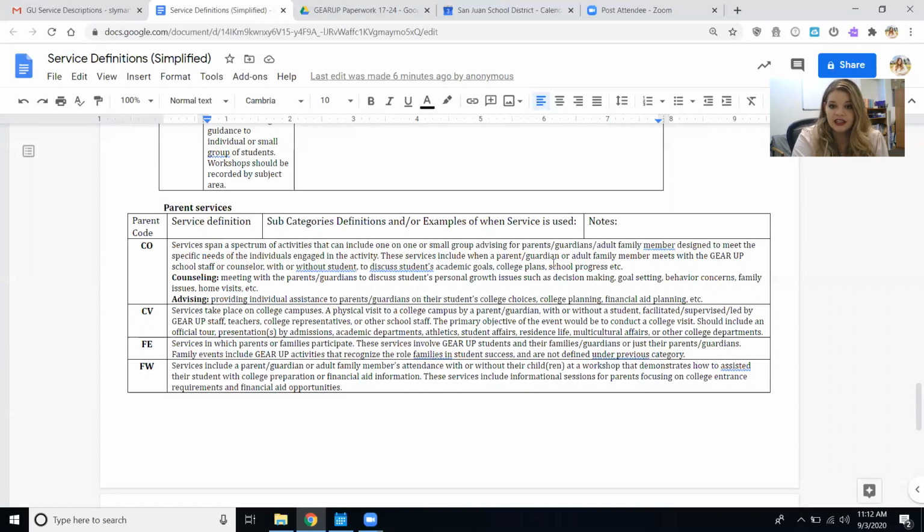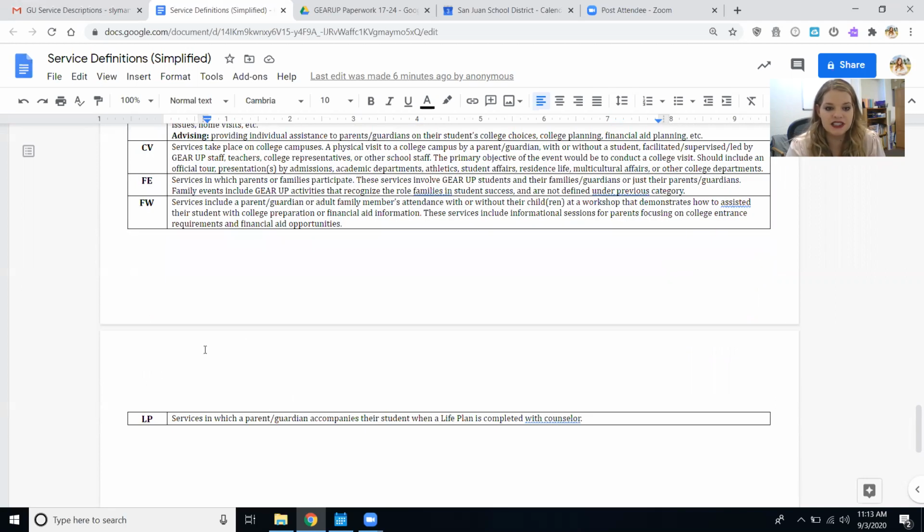Right here, this is when a parent, guardian, or adult family member meets up with Gear Up staff or a counselor, with or without the student, to discuss their plans, their goals, their progress, okay? That one's generally like if you have a parent email you, say, hey, are you willing to help us fill out this FAFSA? We really need to get the parent portion done. Yes, that's when you could put AP, okay? And you can see they don't have as many codes for parents as the students do, so those are easier to distinguish.